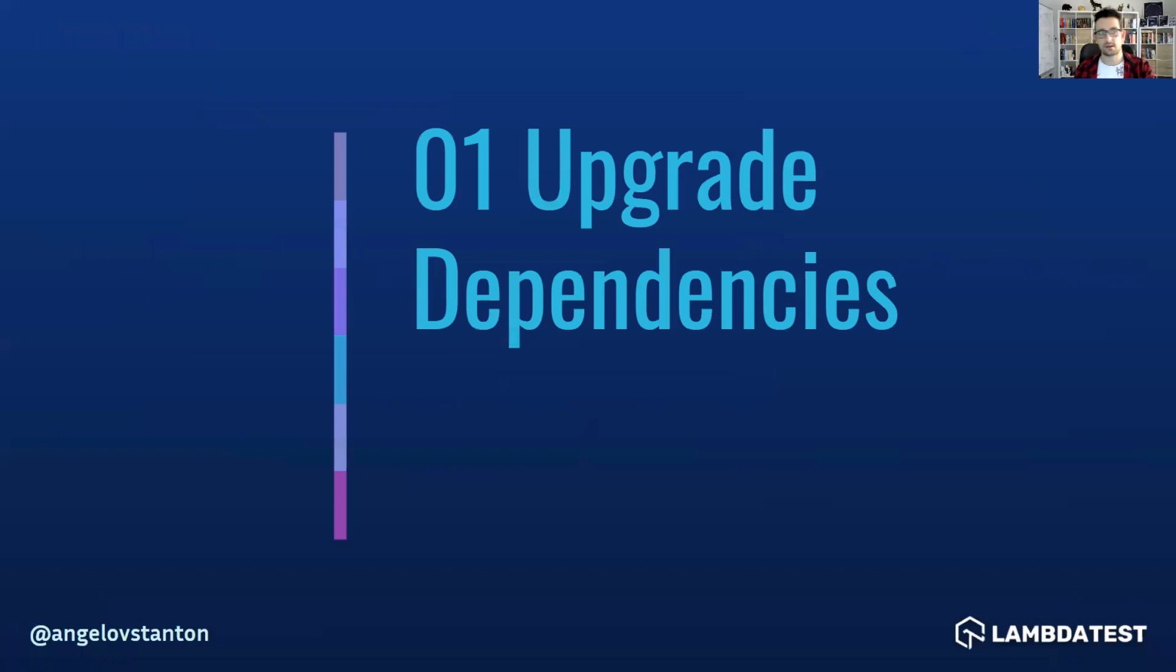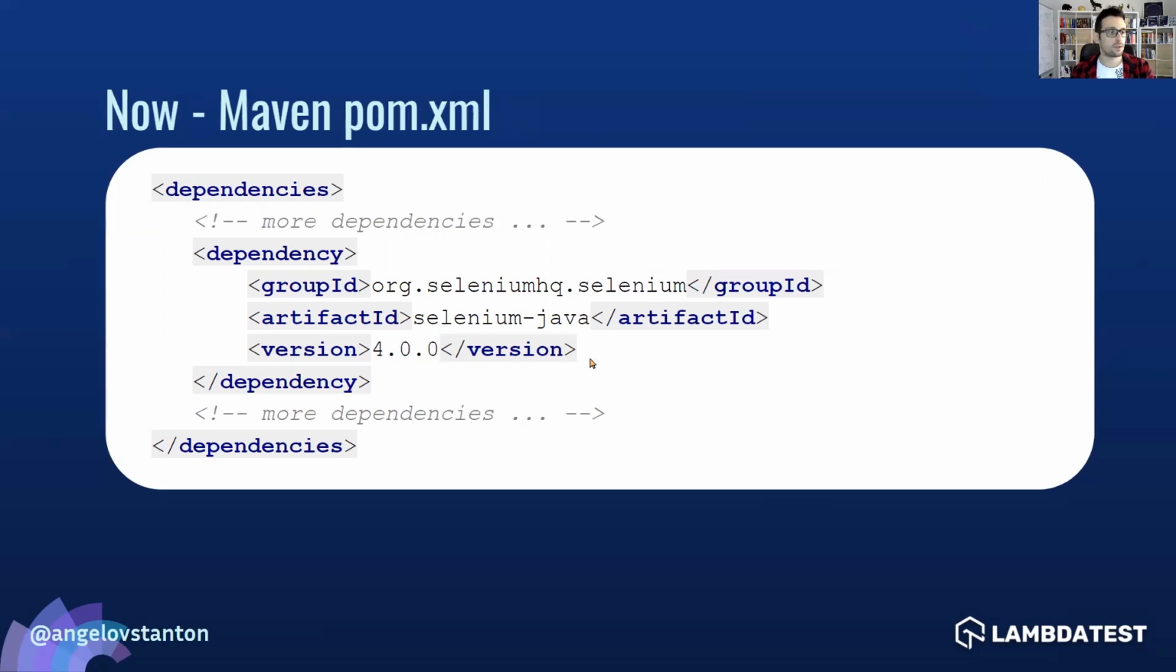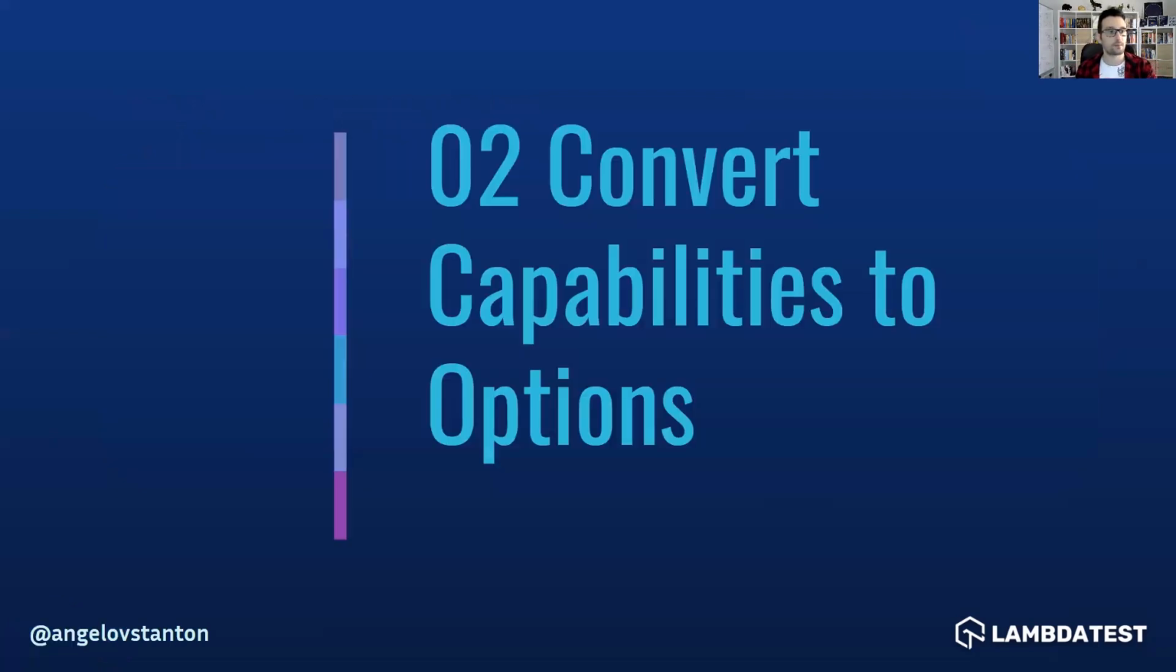So let's begin. First, upgrading dependencies. This is part of the Maven XML file. Basically, this is the way in Maven we can mention which dependency and which version are going to be downloaded from the online repository. Right now, the previous version was 3.1. The only thing that you need to do is change the version here to 4.0 or a newer version if there is one.